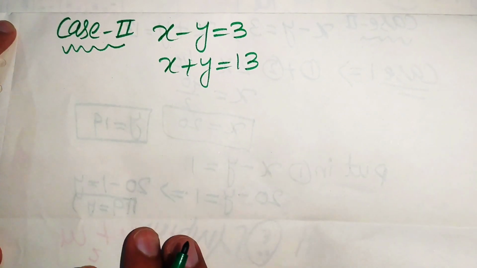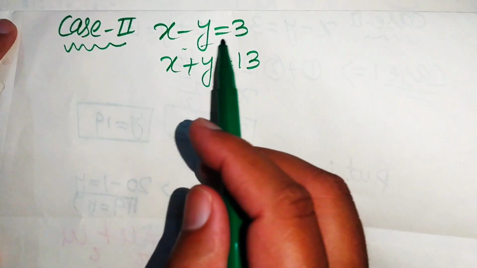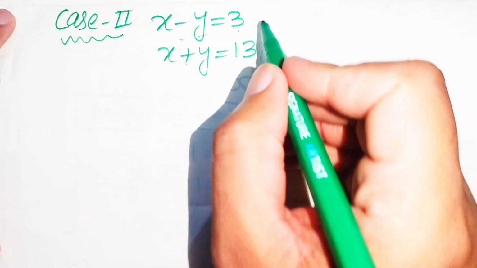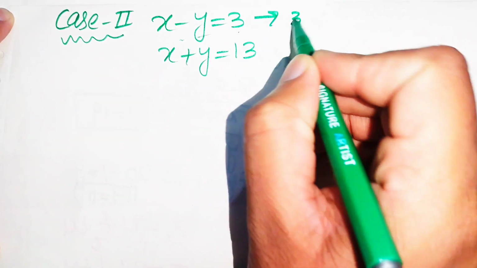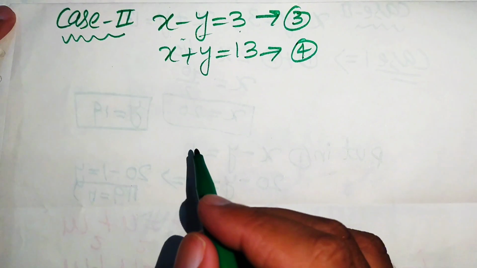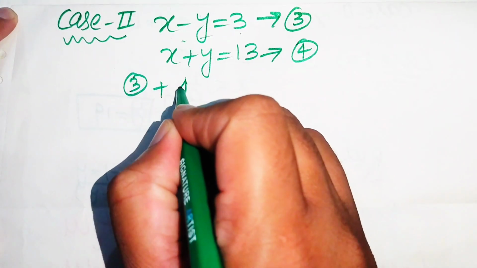So now we move towards our case number 2. Here we copy down case number 2, in which we have x minus y is 3 and x plus y is 13. We solve these two equations, and we call this equation number 3 and this equation number 4. And now first we add equation number 3 and equation number 4.